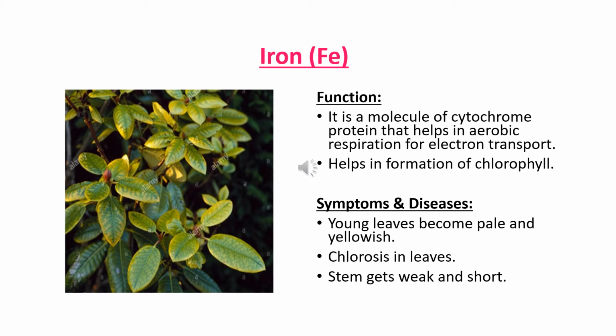Iron. What are the functions of iron? It is a component of cytochrome protein that helps in aerobic respiration for electron transport. What does that mean? You know, in aerobic respiration, four stages are followed, and the last one is the electron transport chain, which occurs in the mitochondrial inner membrane. There is a protein, the cytochrome molecule, that helps the electrons move in the membrane, which helps in ATP production, and that is very important.